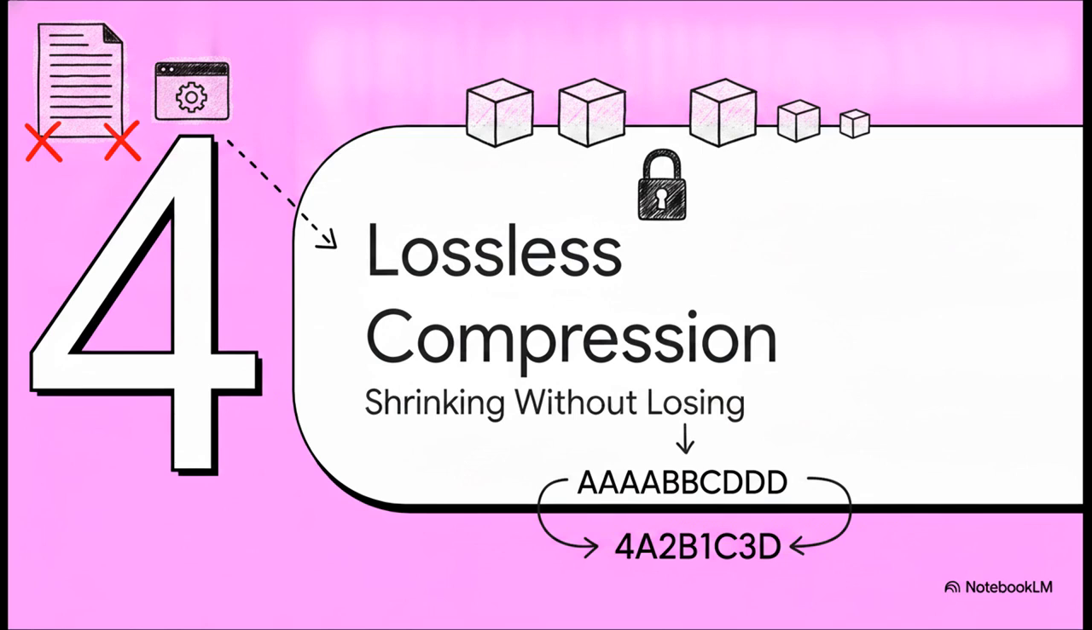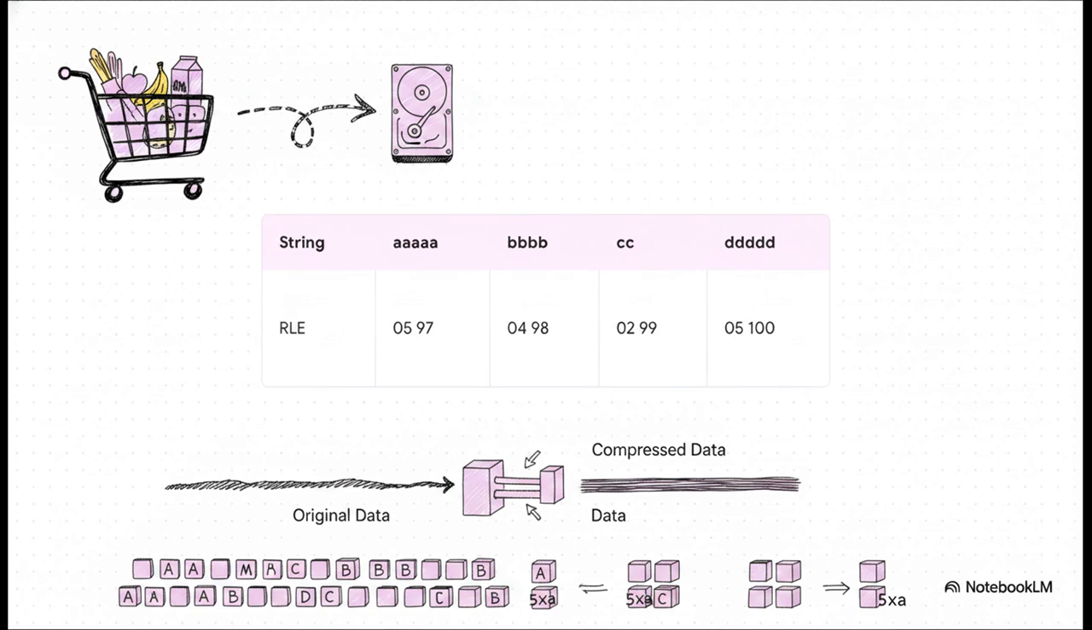Moving on to Section 4, Lossless Compression, specifically RLE, because sometimes shrinking without losing is exactly what we need to do. See, there are times we absolutely cannot afford to lose a single piece of original data. If you're compressing a text document or code for a computer application, a lossy algorithm would completely destroy it. This is where lossless compression like run-length encoding, or RLE, comes in to save the day.